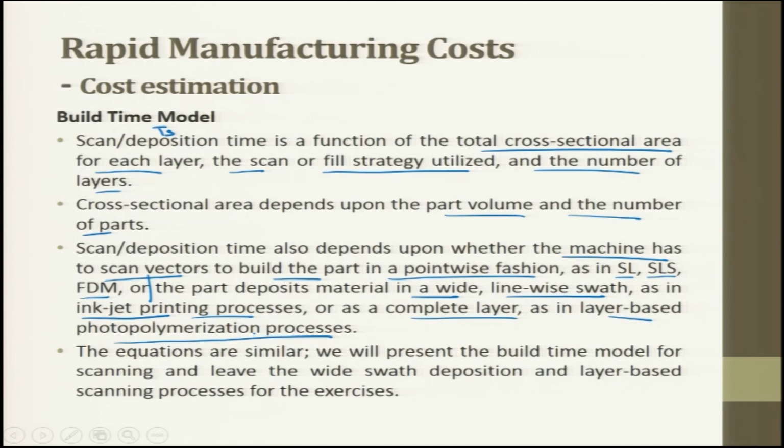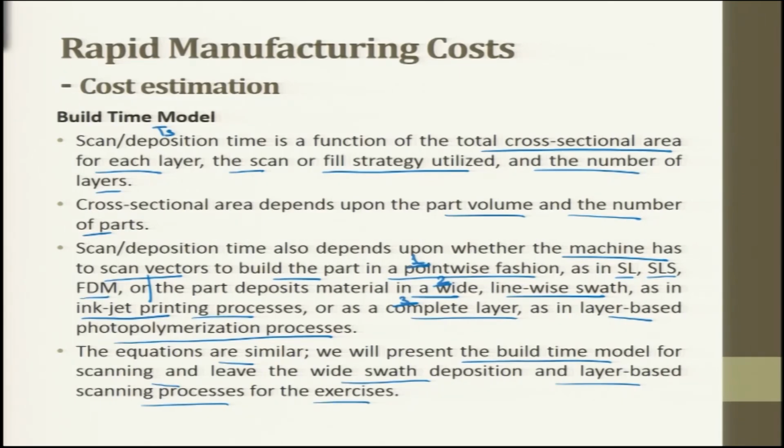So, there are three ways. Number one is pointwise fashion, number two is in a wide or line-wise fashion, and number three is complete layer. Equations are similar for these. So, we will present the build time model for scanning and leave wide swath deposition and layer based scanning processes for the exercises.